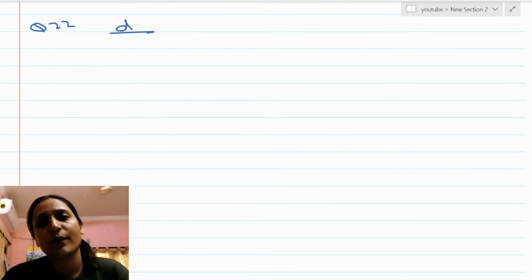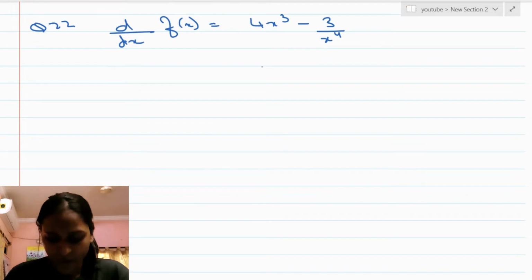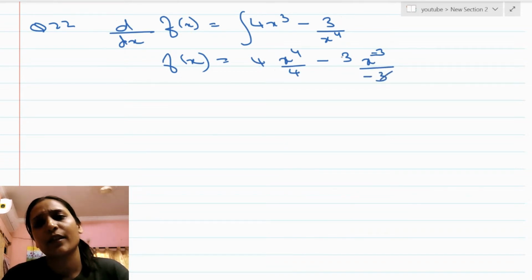So this is a multiple choice question. Here they're saying if d by dx of f of x is given as 4x cube minus 3 by x to the power 4, then what is f of x? So the derivative of this is given. To find f of x, we have to integrate this function. So integral of this function would be 4 into x to the power 4 by 4 minus 3 into x to the power minus 4's integral, which would be x to the power minus 3 by minus 3. So minus 3 gets cancelled, 4 gets cancelled. So x to the power 4 plus 1 by x cube should be your answer.